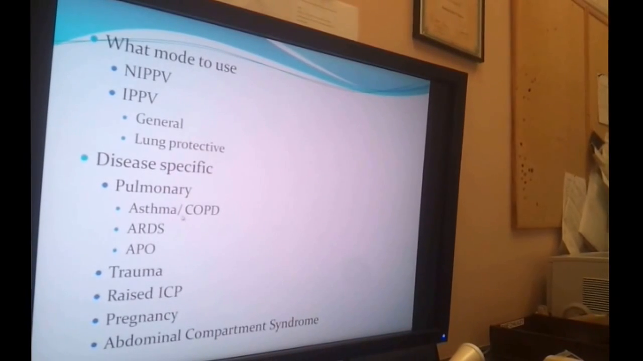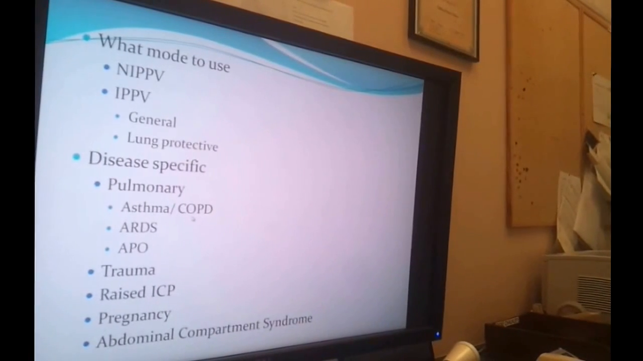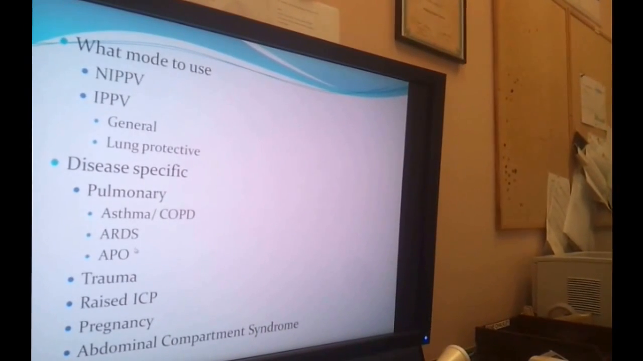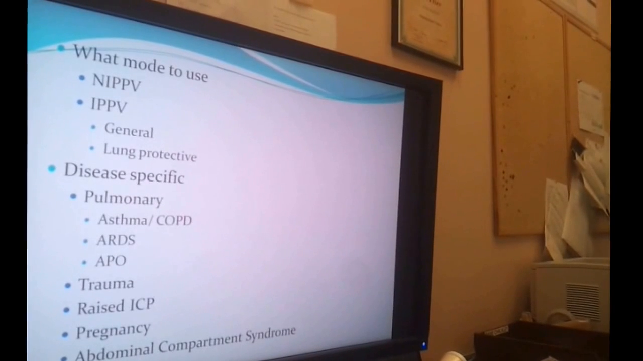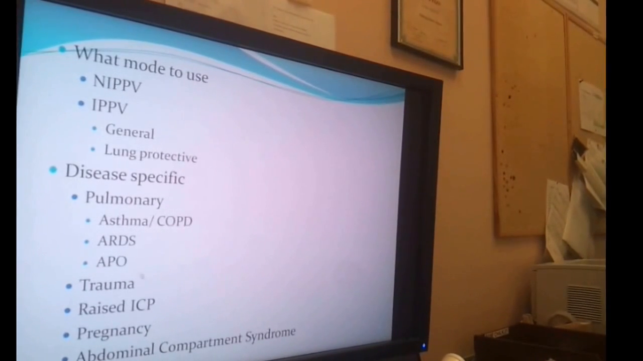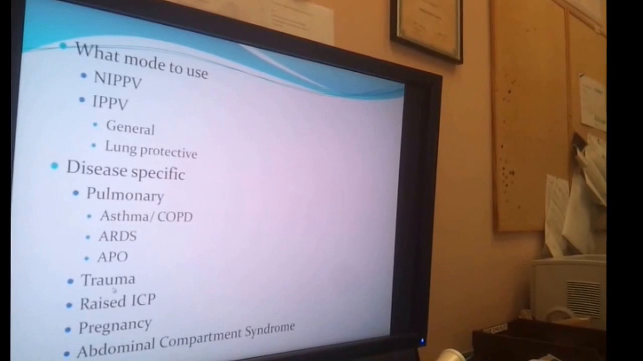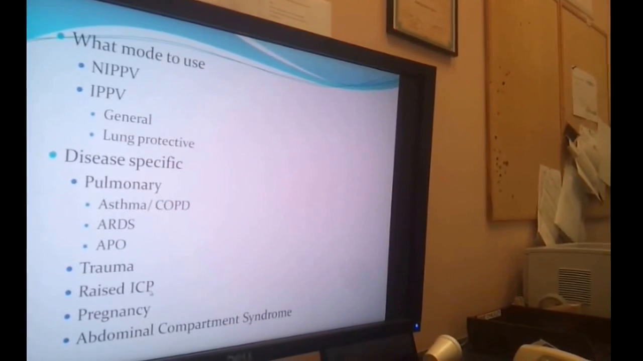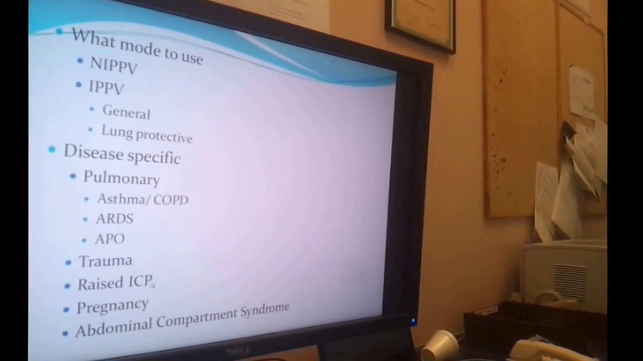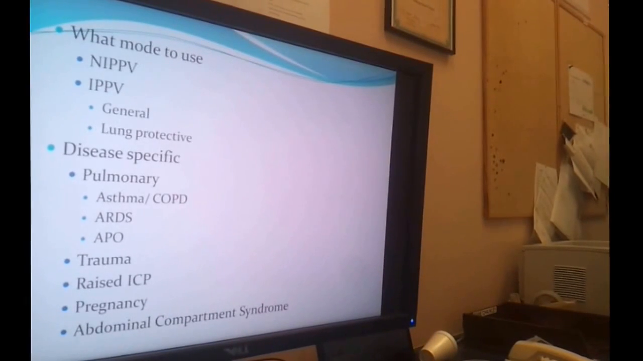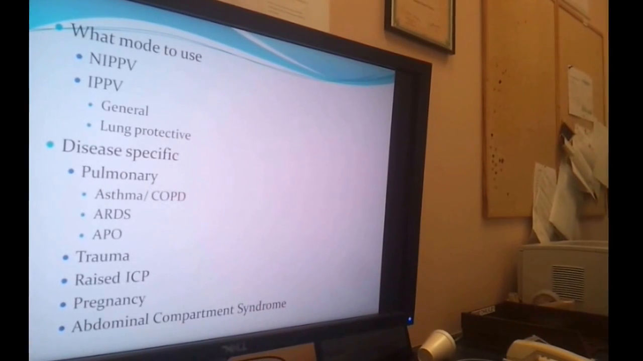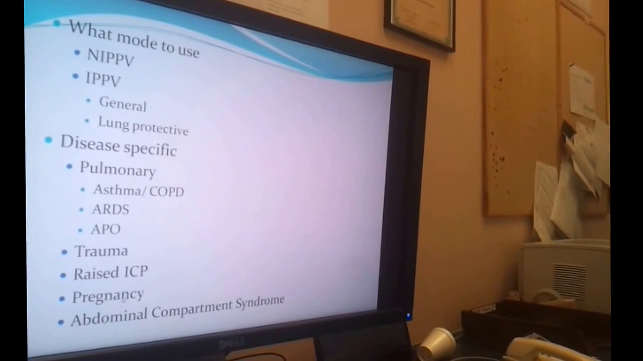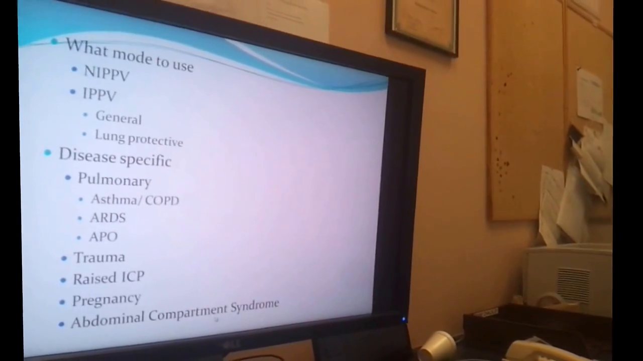How to ventilate someone who's got asthma, how to ventilate someone who's got chronic obstructive lung disease, or ARDS, or is in acute pulmonary edema so bad requiring intubation. How to ventilate someone who has had multiple trauma with head injury possibly, or with traumatic lung injury. How to ventilate someone who has got isolated head injury and has got raised ICP or a subarachnoid hemorrhage possibly. How to ventilate someone who is pregnant. How to ventilate someone who's got an acute abdominal compartment syndrome. This just means that they've got an acute tummy or a raised pressure inside the tummy.